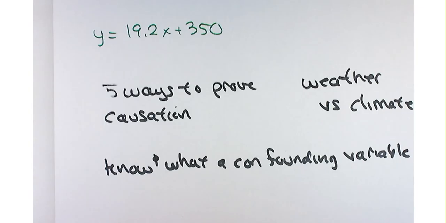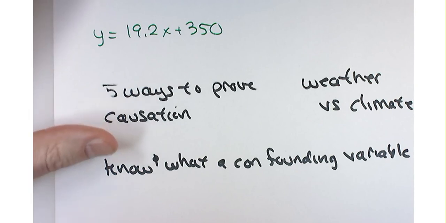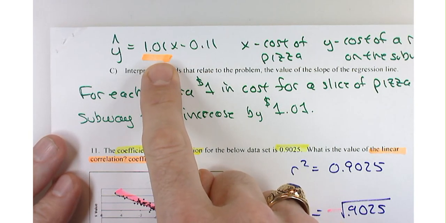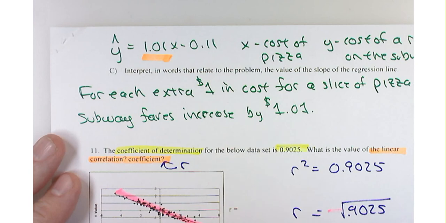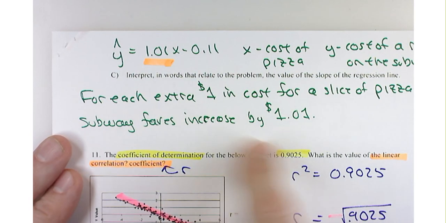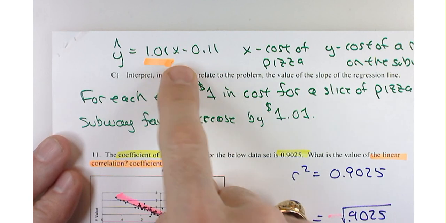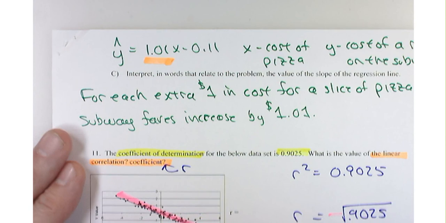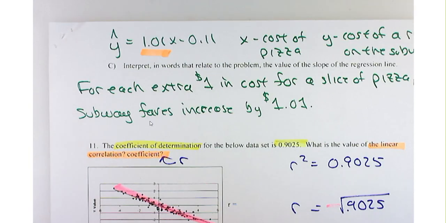Go ahead. For C, would total cost in some way decrease instead of increase? No, because you have a positive slope. So that line, if you were to graph it, would be positively sloped, and when you increase X, you're going to increase Y.